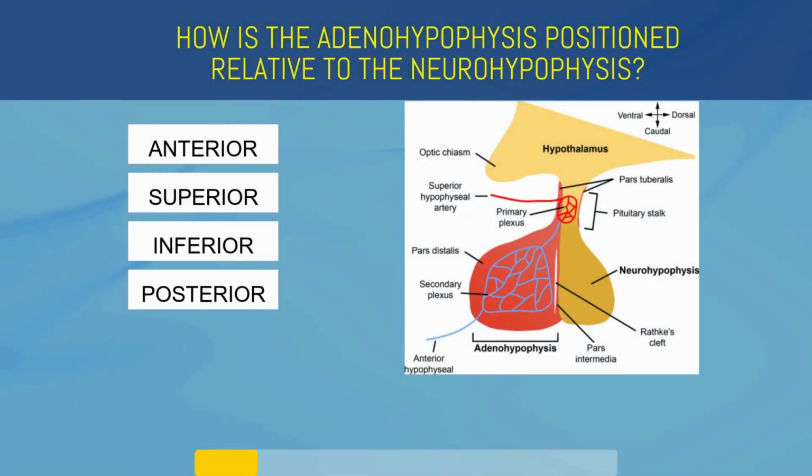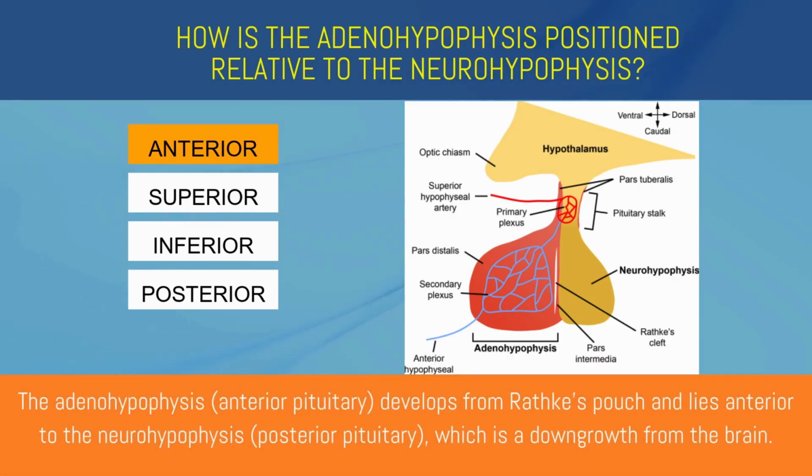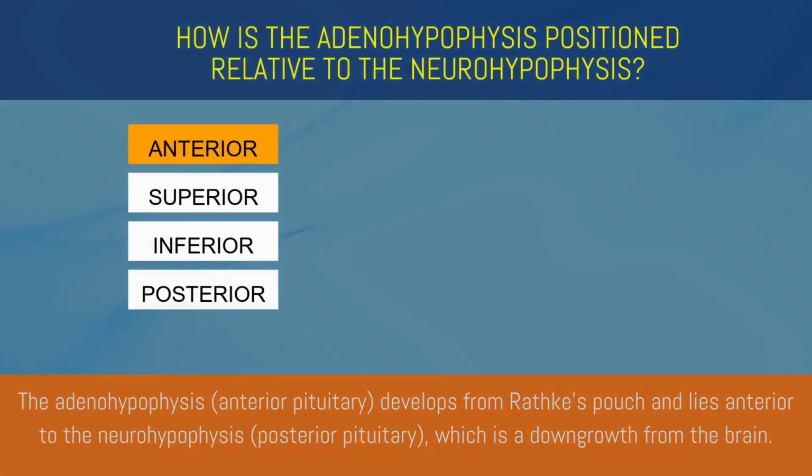How is the adenohypophysis positioned relative to the neurohypophysis? Anterior, superior, inferior, or posterior? Anterior. The adenohypophysis develops from Rathke's pouch and lies anterior to the neurohypophysis, which is a downgrowth from the brain.